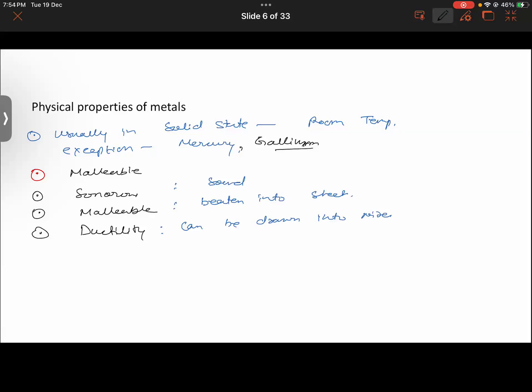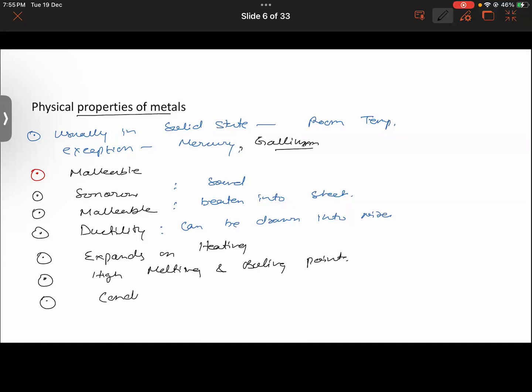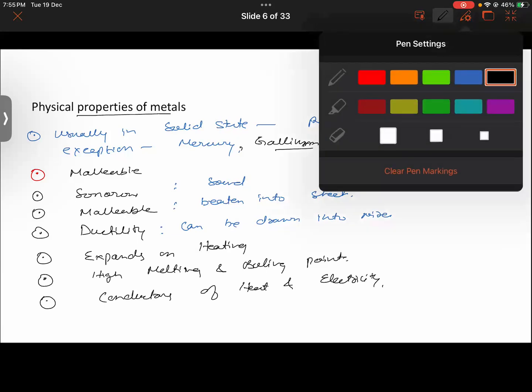But right now, let us talk about physical properties. One more thing, that it expands on heating, sir, high melting and boiling point. Very good. It has high melting and boiling points, but that will come in chemical properties. Then we can also say, as you said, metals are good conductors of heat and electricity.